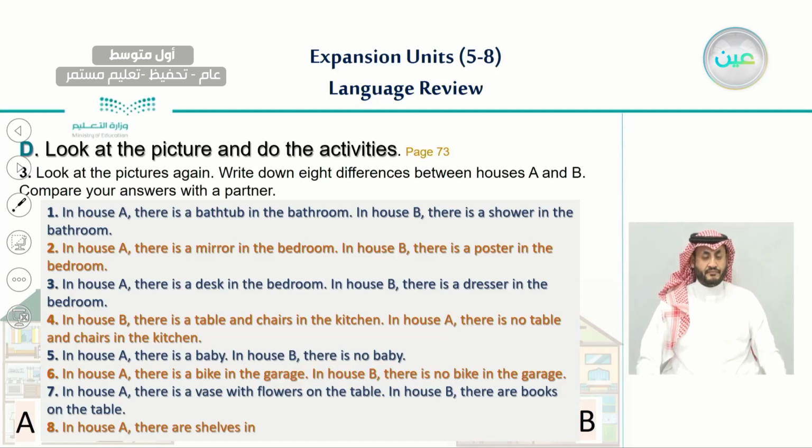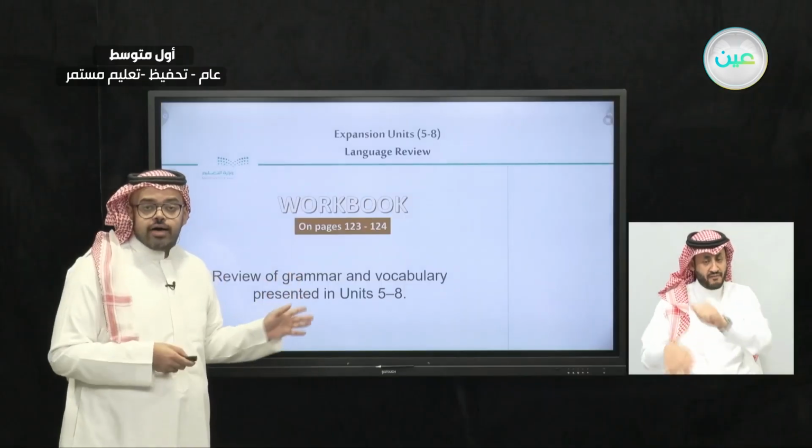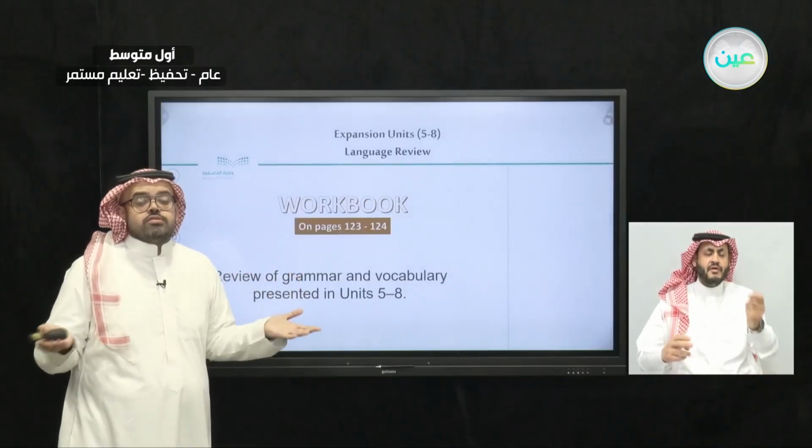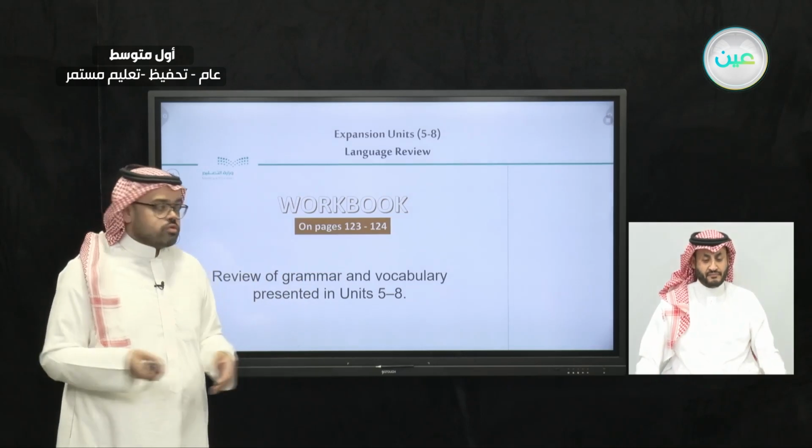And number 7, in house A, there is a vase with flowers on the table. And in house B, there are books on the table. And the last one, in house A, there are shelves, and in house B, there are no shelves. So here you have these differences, or you can write more differences between these two houses.